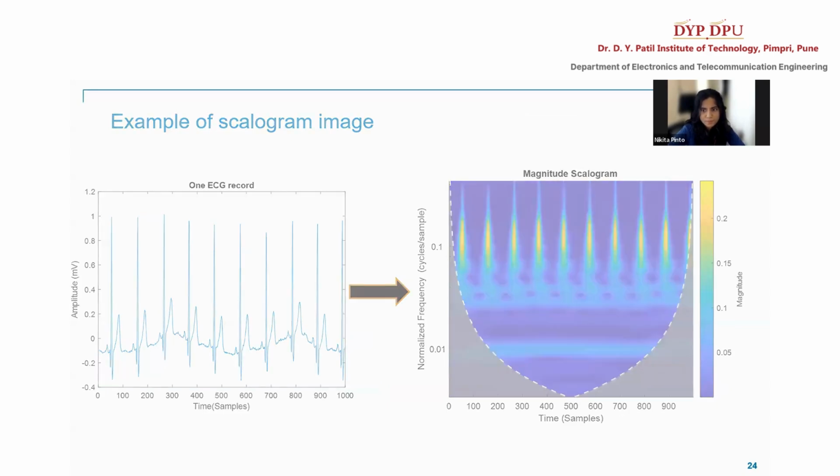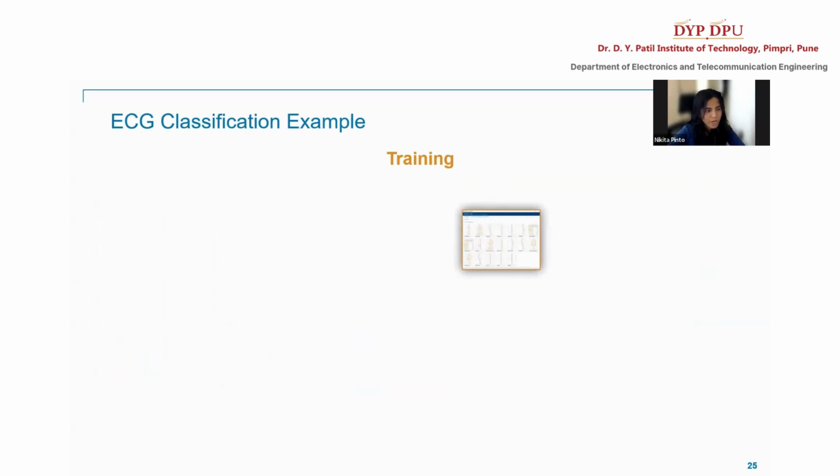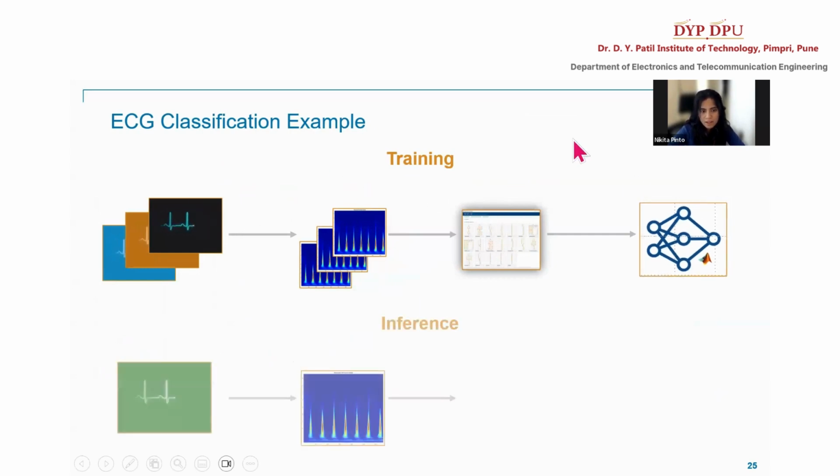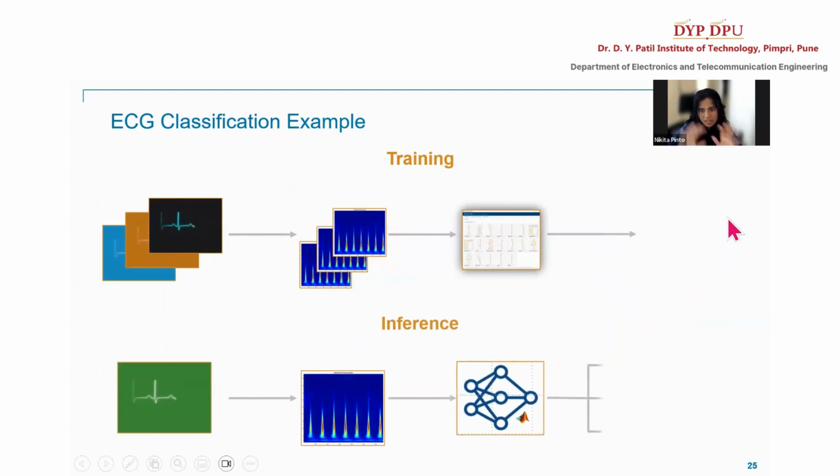Yeah, so how do we do this? What is the process here? I have some signals, I compute their scalograms, and I design a neural network that I will train on this scalogram data. Then that's the training part.